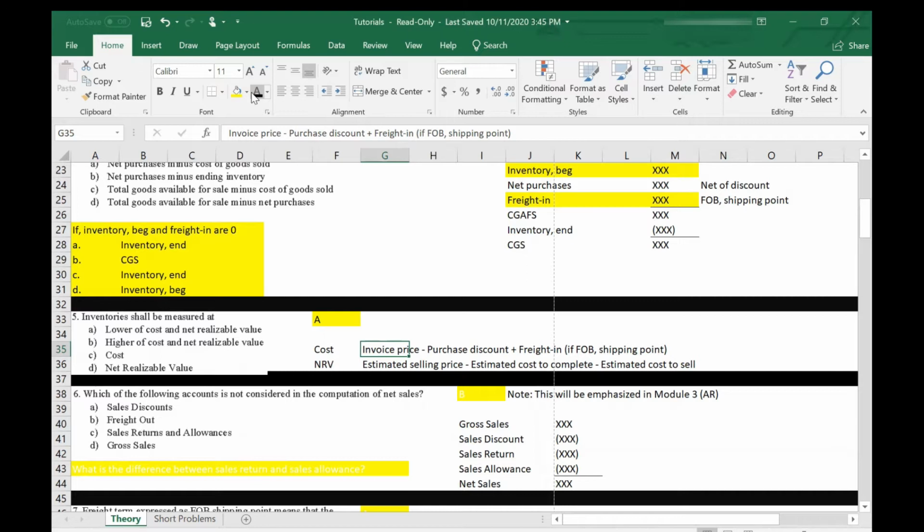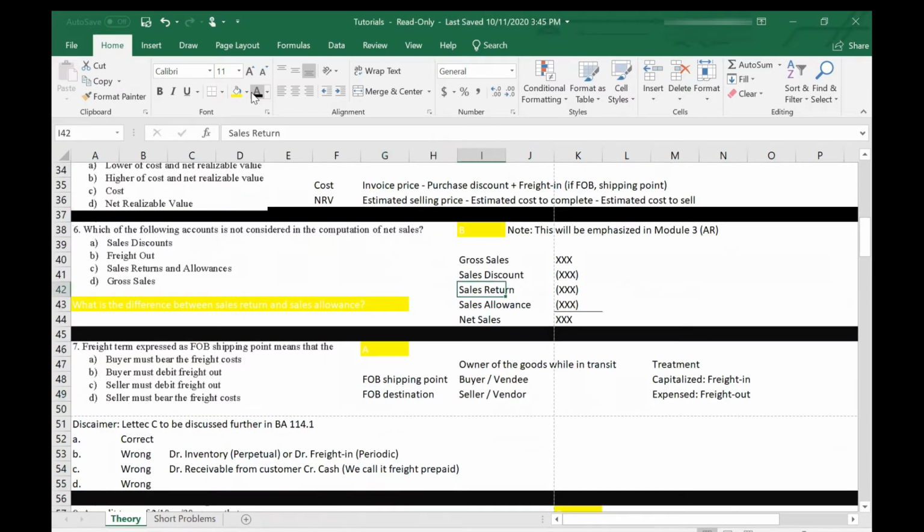And then we add freight in, no, if FOB shipping point. NRV, as emphasized in the previous question, is estimated selling price minus estimated cost to complete minus estimated cost to sell.